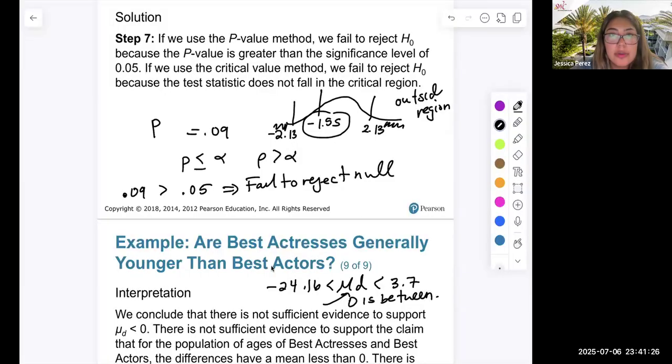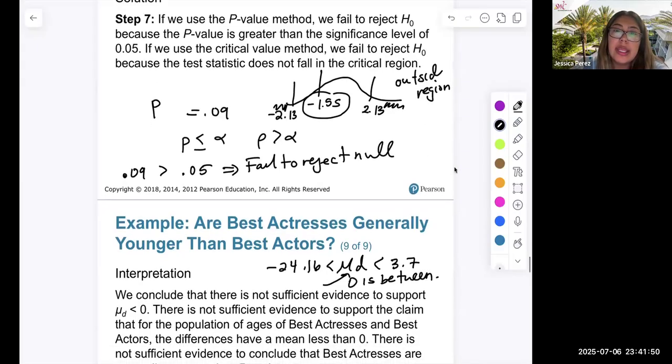So looking at what I have down here, the p-value was 0.09. We look at our conclusions, the p-value was greater than alpha, so we will fail to reject the null hypothesis. We also look at if it's in the region or outside the region. We have negative 2.13, our critical values, and our test statistic is outside the region. That means we will fail to reject the null.